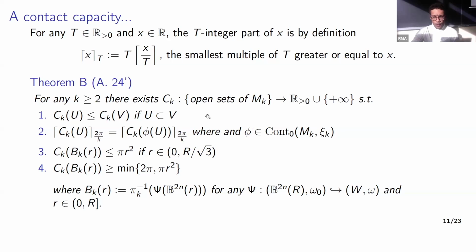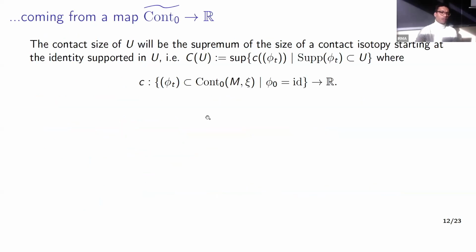So now the question is how we construct this contact capacity. So first, the idea is to associate to a domain.